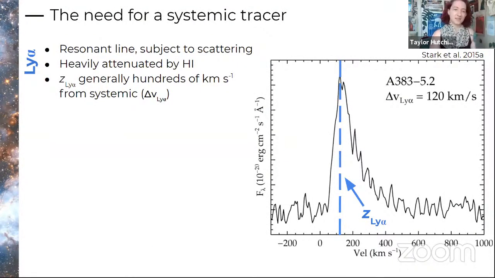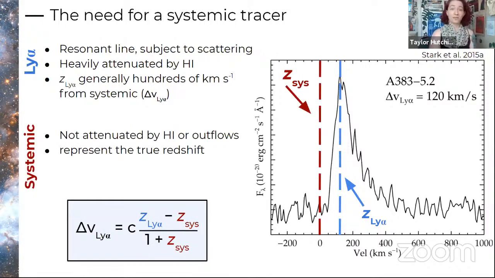Lyman-Alpha is a resonant line. It's subject to scattering and is also heavily attenuated by neutral hydrogen. So often the redshift you would derive from Lyman-Alpha can be hundreds of kilometers per second redward from where the systemic or true redshift for a source actually is. You can see this in this example, where I'm showing you this gorgeous asymmetric Lyman-Alpha profile, and the blue dashed line is the redshift we derive using Lyman-Alpha, which is offset from the systemic or true redshift of the source.